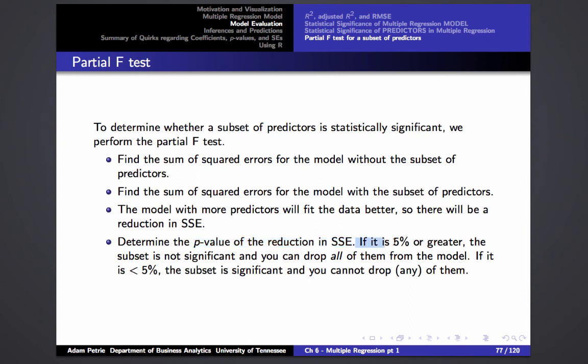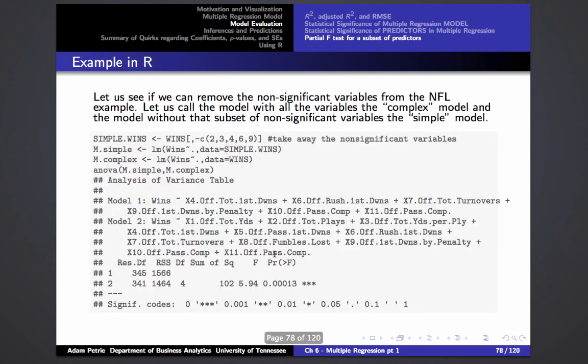So what do we say? If that p-value is 5% or greater, the subset is not significant and you can drop all of them from the model without any consequence. If that p-value is less than 5%, the subset is significant and you can't drop any of them.